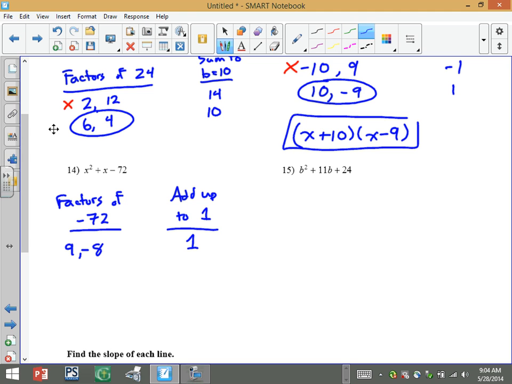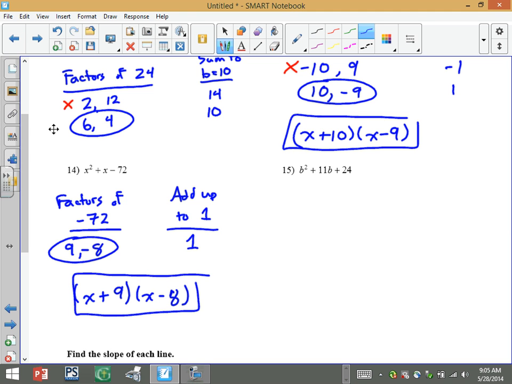Sometimes you'll be able to get these right away. Sometimes it'll take you a few tries, like the previous two. But sometimes, and you guys are probably going to get to the point where you're starting to really recognize these: x plus 9, x minus 8.